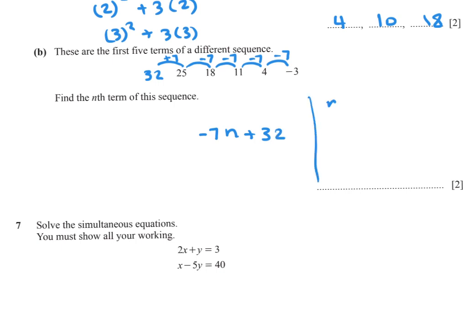Or you can use the formula for this type of sequence. If we add or subtract the same number, it is a plus n minus 1 times d.